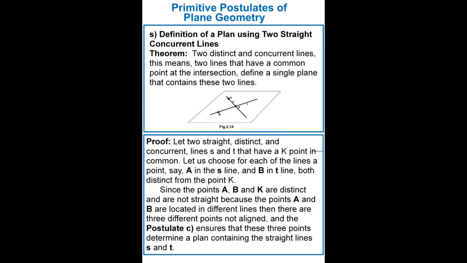Since points A, B, and K are distinct and they are not aligned, that is, they are not in the same straight line, since points A and B are located on different lines, then you have 3 distinct and non-aligned points. So again, postulates already present in the previous lessons say that for 3 different and non-collinear points passes a single plane, and that realizes the proof. Thus, this theorem states that by 2 concurrent lines in space passes a single plane.